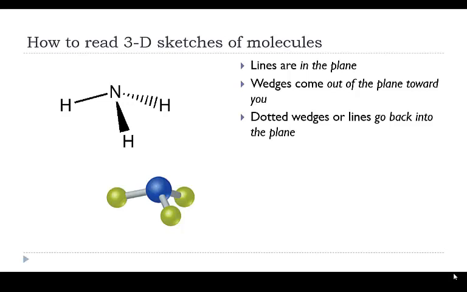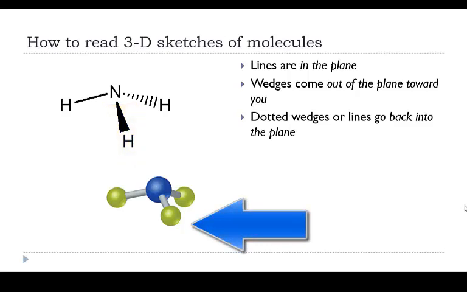Now, one of the things you have to know is how to read a 3D sketch of a molecule. So if you look here, you'll notice that the lines are in the plane. So this is ammonia, and this line here is in the plane. A dark wedge comes out of the plane toward you, and you can compare that to the picture of the molecule at the bottom.